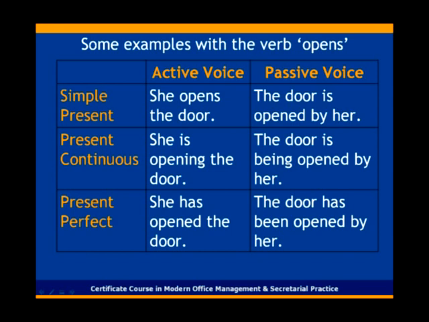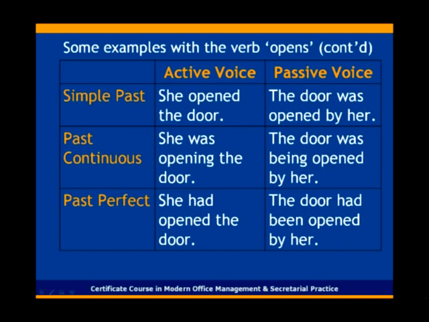The active voice sentence in the present perfect tense, She has opened the door, becomes The door has been opened by her in the passive voice. The active voice sentence in the simple past tense, She opened the door, becomes The door was opened by her in the passive voice.